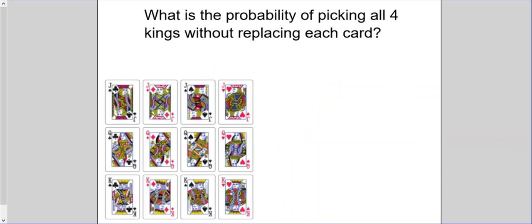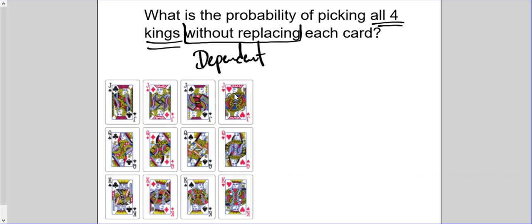We're going to go over one more problem, and actually this problem is very similar to one on your scavenger hunt for this week. What's the probability of picking all 4 kings without replacing each card? That immediately tells me these are dependent events. It tells me that after I pick out 1 king, I'm not going to have the same deck of cards that I had to start out with.